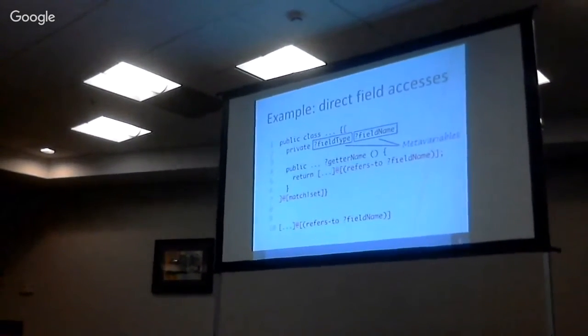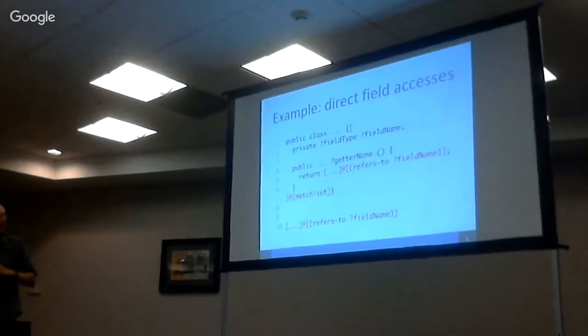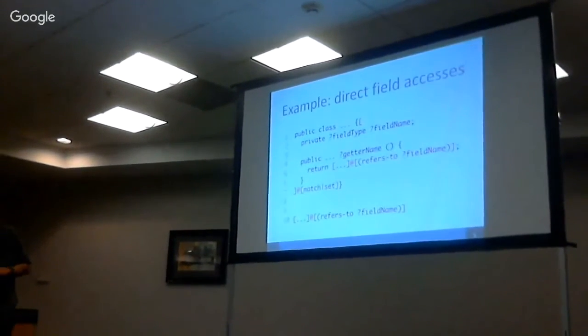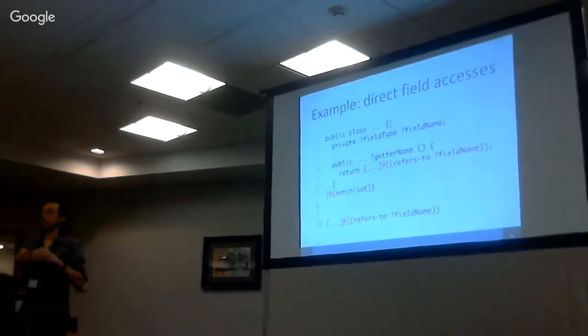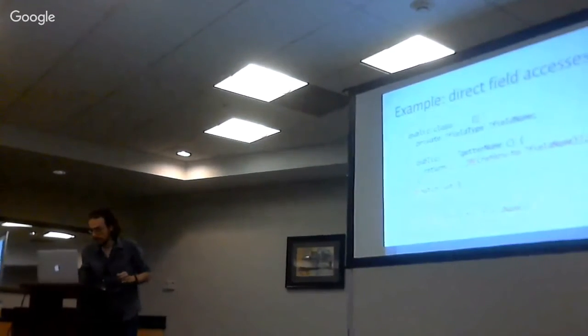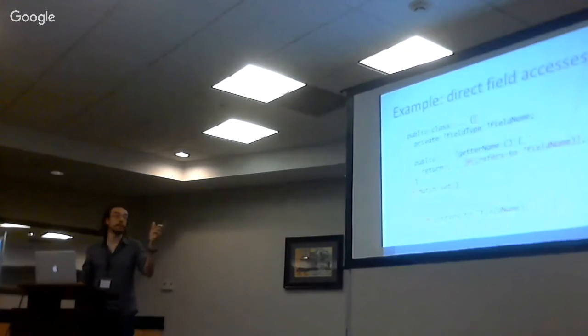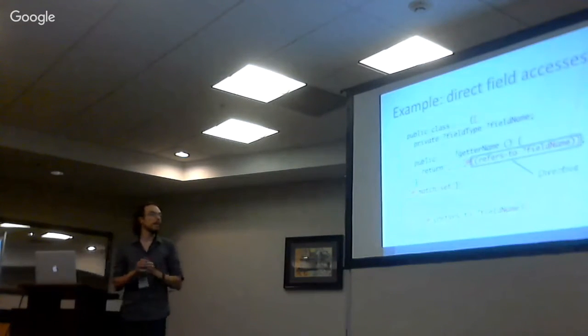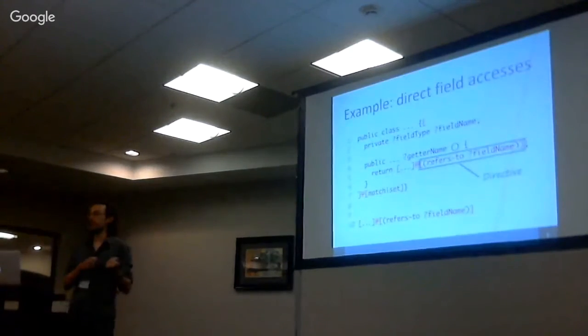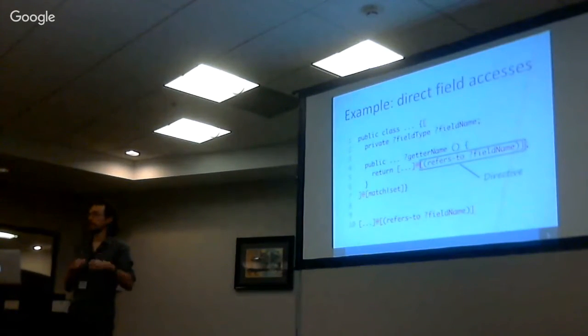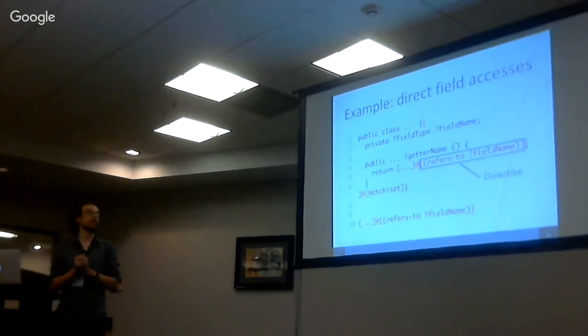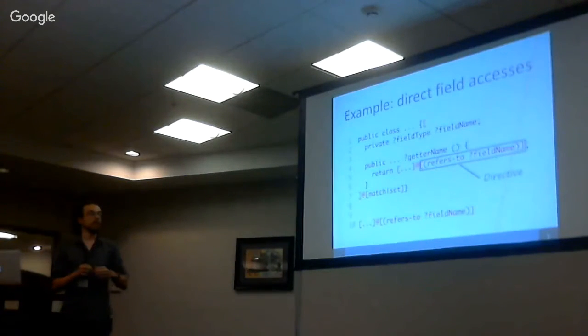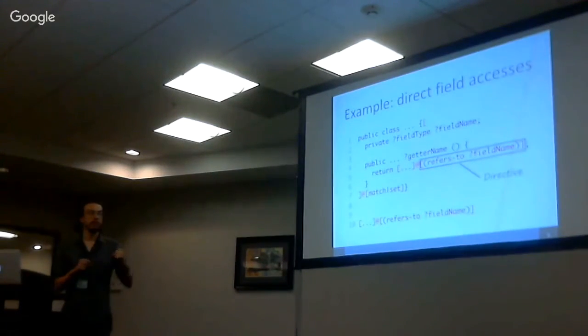Then we have our getter. And what's interesting here is that on line 5, it says that we return blah, blah, blah, so we can return anything. But actually, there's something attached to the blah, blah, blah. This is something called a directive. And with a directive, you can attach a constraint to a piece of code. So what I'm actually specifying is that I am returning anything that refers to field name. And we know what the value of field name is because we already established this value on line 2.